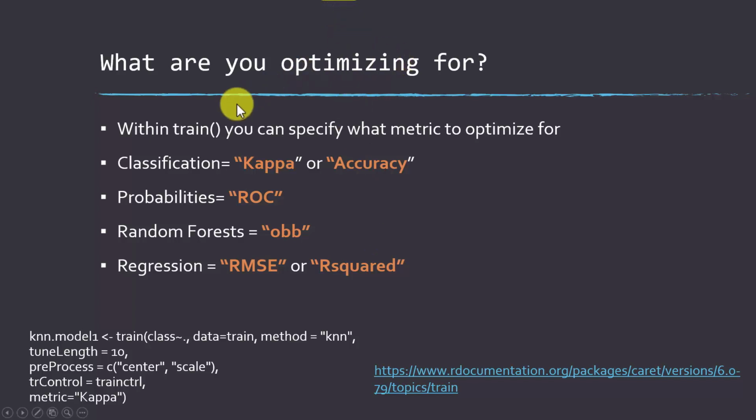So here are some options again for classification with multi-class. You can optimize for best kappa or best accuracy. For probabilities, ROC. For a random forest, because it has that out-of-bag approach, you can use the out-of-bag error. And then for regression, you can optimize for RMSE or R squared. So here's that example. We're telling it to optimize on kappa specifically.